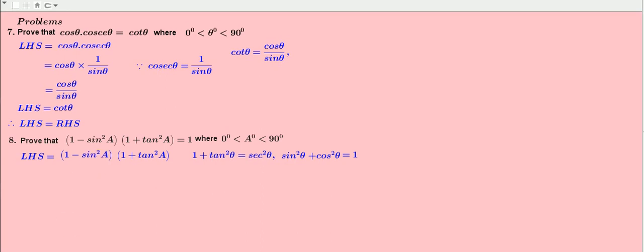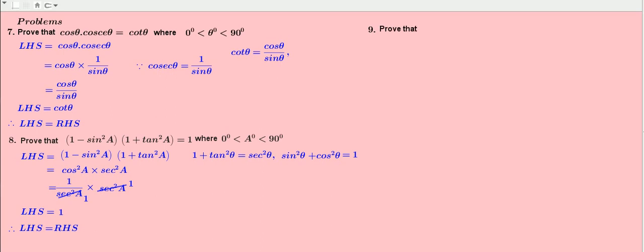Okay, let us write LHS equal to cos square A into secant square A. What we have to do here? Write cos square A as 1 by secant square A. That is LHS equal to 1 by secant square A into secant square A. Secant square A get cancelled. We get LHS equal to 1. That implies LHS equal to RHS.